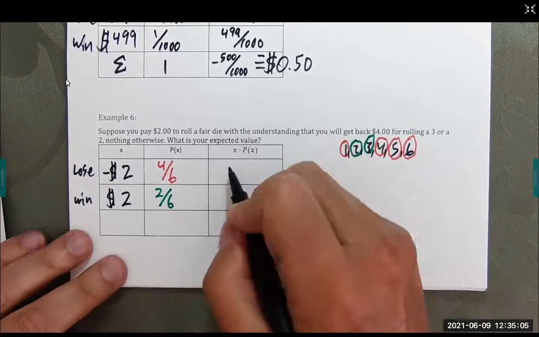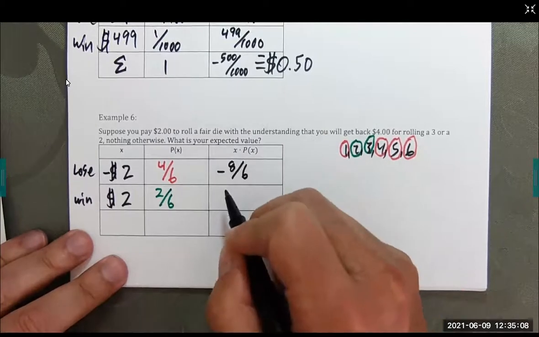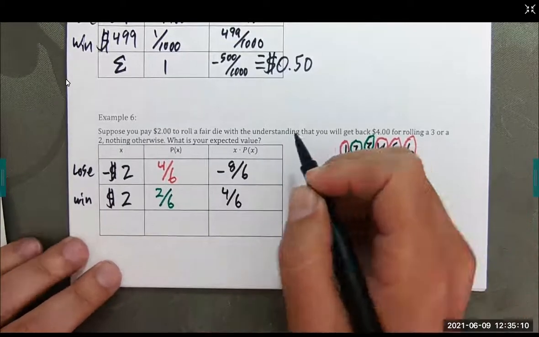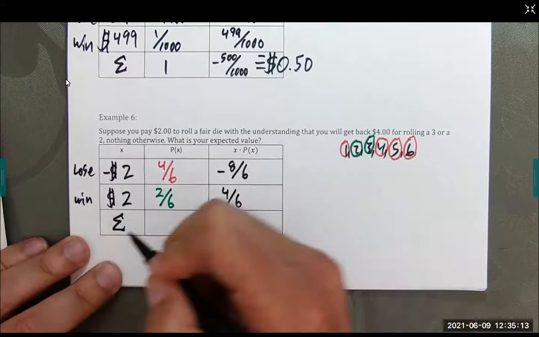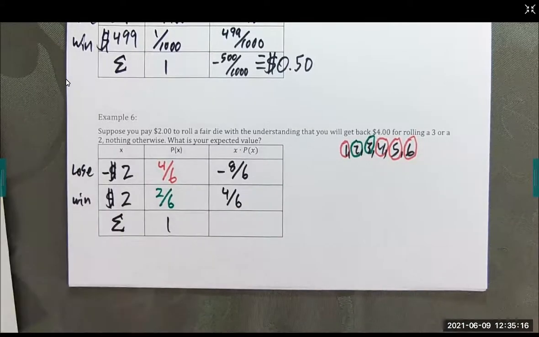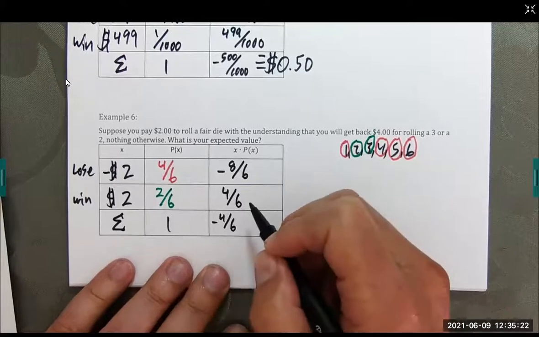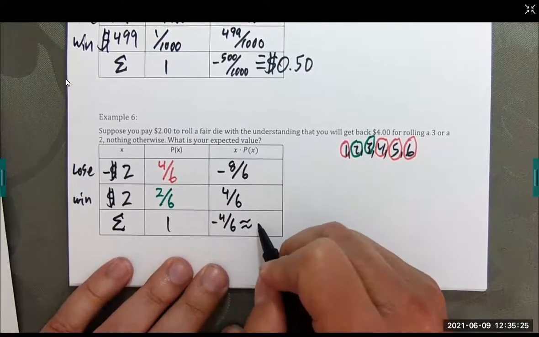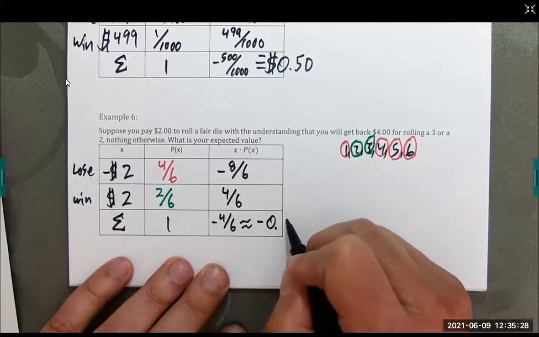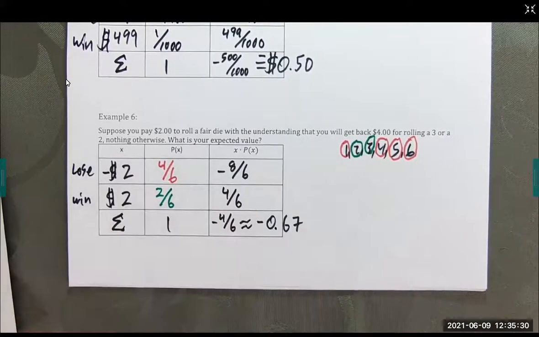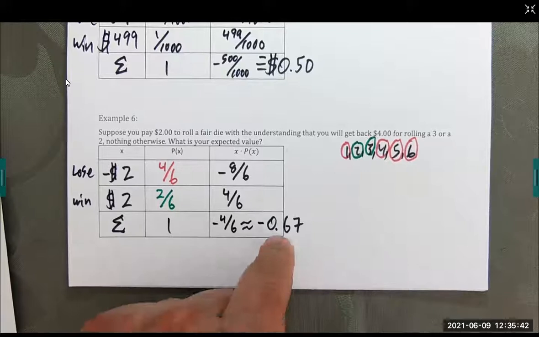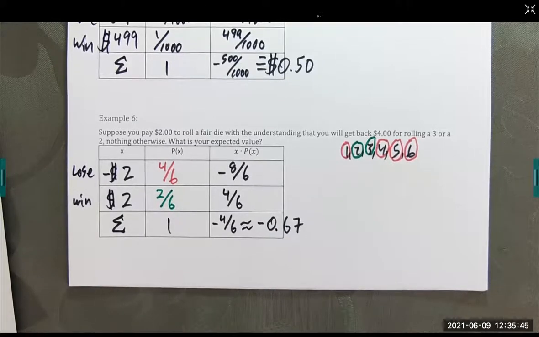All right, let's multiply across. We get negative 8 over 6, and here we get 4 over 6. Let's add them up again. That adds up to 1, right? 6 over 6. This adds up to negative 4 over 6, which is about negative 0.67. Meaning I play this game over and over again, thousands of times, tens of thousands of times perhaps. And on average, at any given time, I'll be down about 67 cents. And that is a discrete distribution.